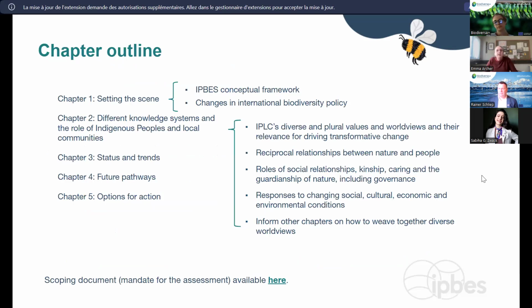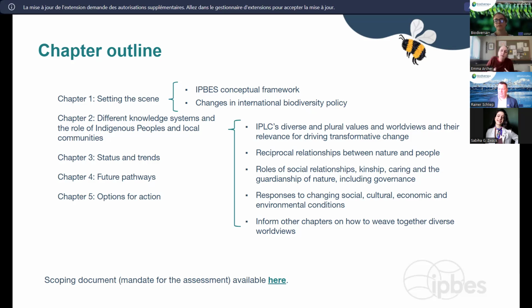So, the chapter outline. It's very common in IPBES assessments that chapter 1 is the chapter that basically sets the scene. So as here in the second global assessment, chapter 1 basically sets the scene. It talks about the IPBES conceptual framework and then also particular changes in international biodiversity policy. And I know that that chapter is also not just looking at international biodiversity policy, but also more broadly at the multilateral environmental agreements.